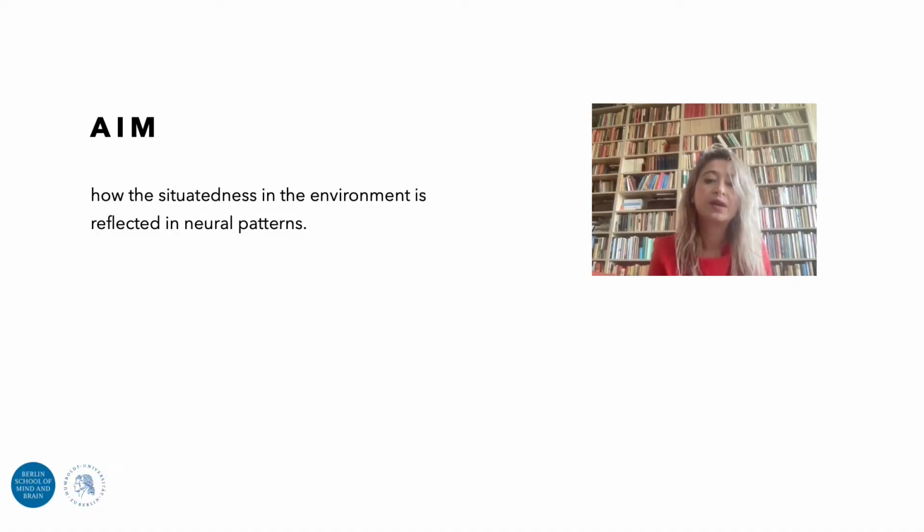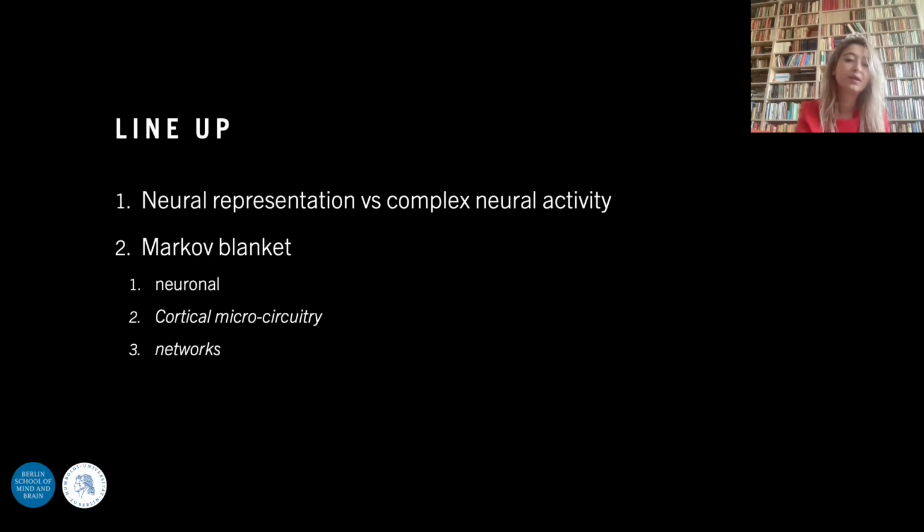My aim here today is to look into how the situatedness in the environment is reflected in neural patterns. The lineup for today is, first, I'm just briefly going to talk about the distinction between two perspectives, neural representation and complex neural activity, and that will set us up to introduce Markov blankets as a tool to look into the different scales of neural activity, such as single neuron, cortical microcircuitry, and networks.